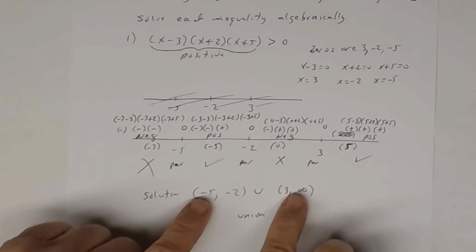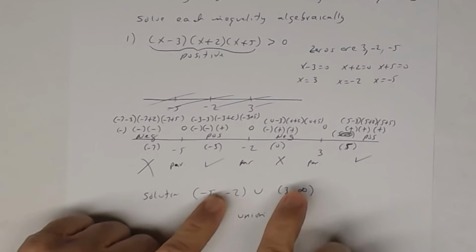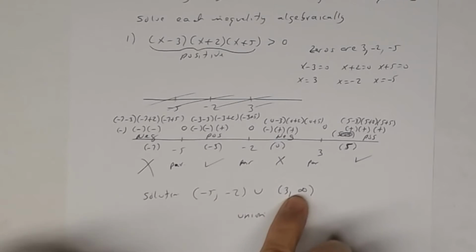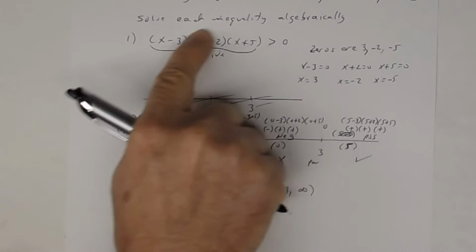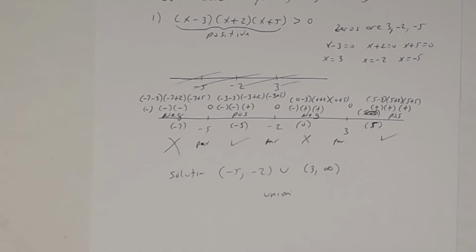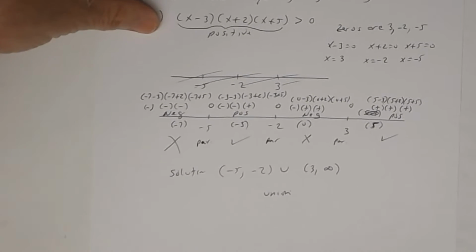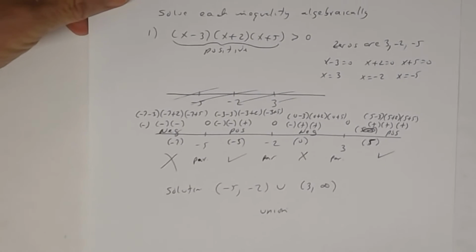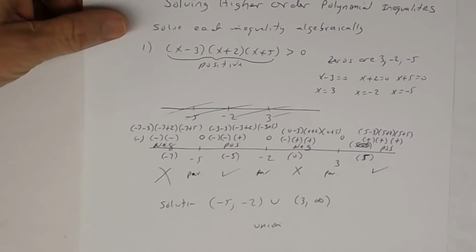Any real number that's in those two intervals will be a solution to this inequality. So that was number one. It's not difficult at all. You just have to follow the same process you did in the previous lesson when you solved quadratic inequalities. All right, let's look at number 2.